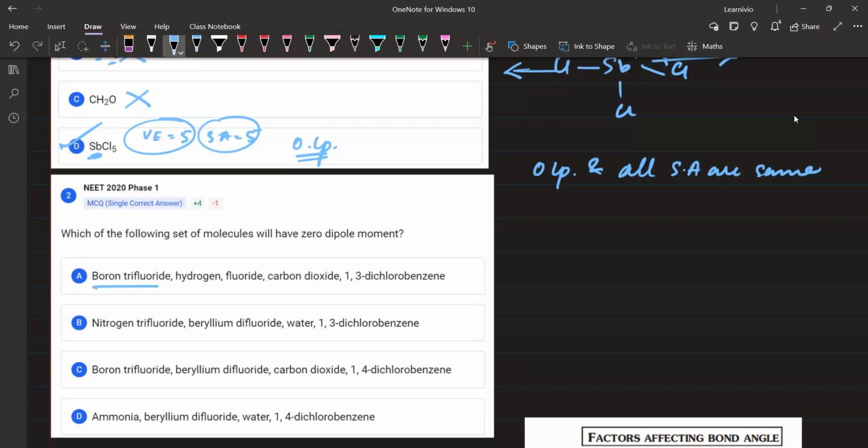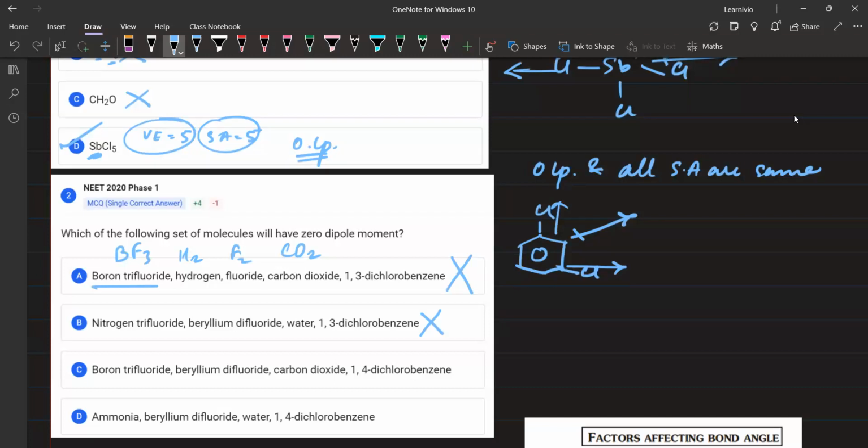We have boron trifluoride, BF3, hydrogen H2, F2, CO2, 1,3-dichlorobenzene. Now, obviously, this is not going to be net zero, right? The dipole moment here will not have zero value because it will have some dipole moment. So these are the two dipoles we have. If I resolve it, it will be somewhere like this. So I will say that this is not a correct option. 1,3-dichlorobenzene, so it has to be ABC.